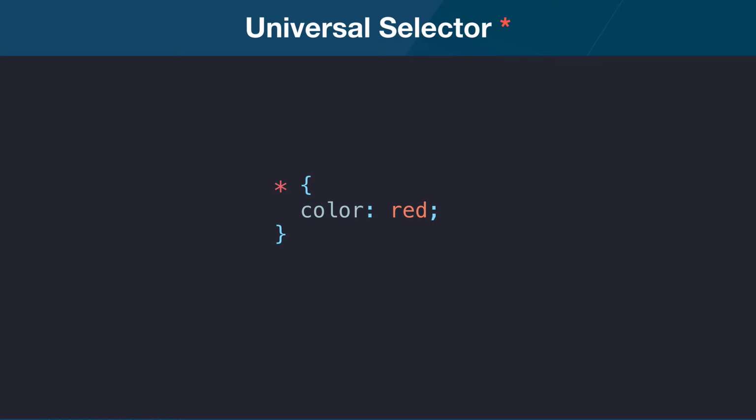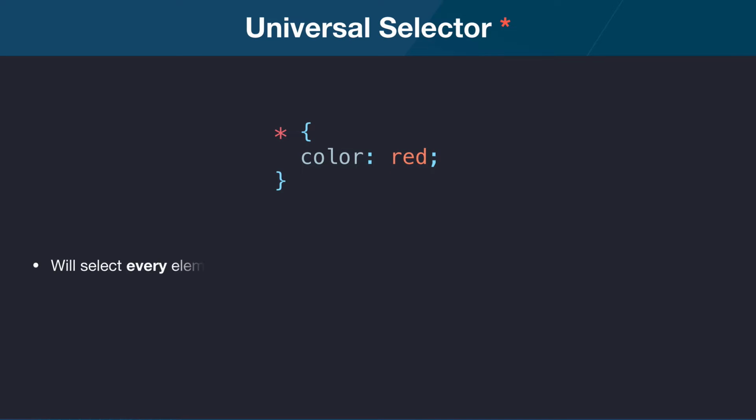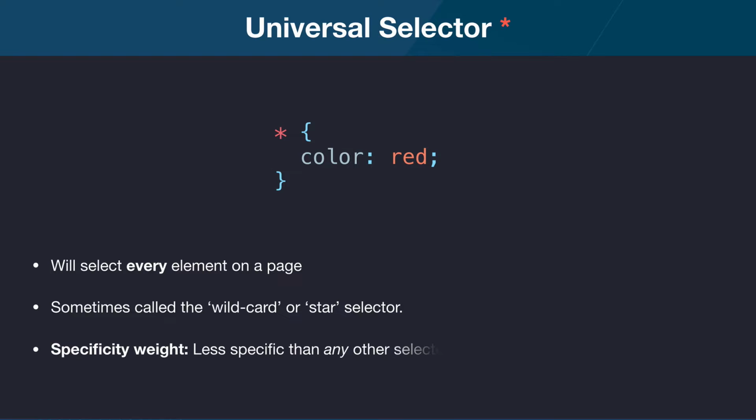This star would be able to select all of the items in our page. This will select every single element on a page. It's also known as the wildcard or star selector. Its specificity weight is less specific than any other. So if you're using the star element or the wildcard element to select all of the content, it could be easily overridden.